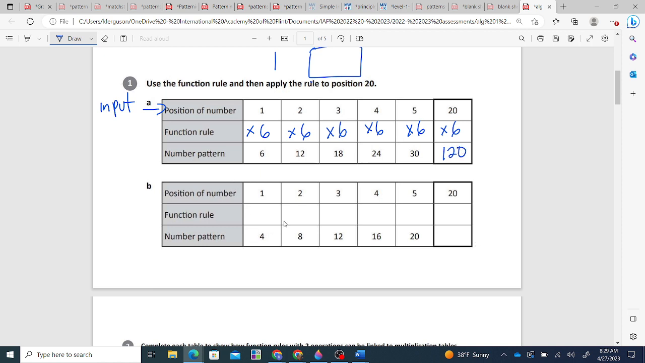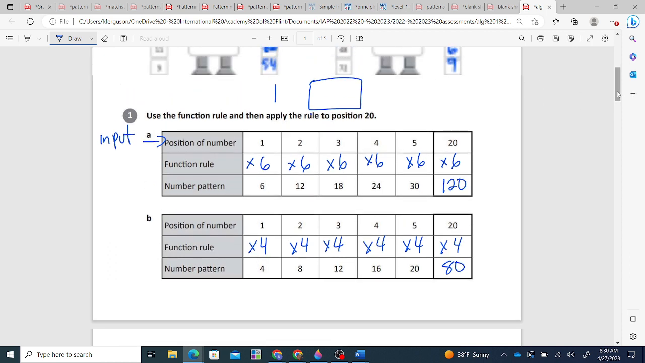So now I'm doing the same thing down here. I got position 1, remember that's my input. And times 4. So 1 times 4 is 4. 2 times 4 is 8. 3 times 4 is 12. 4 times 4 is 16. 5 times 4 is 20. 20 times 4, 80. Does anybody have any questions on that? All right.